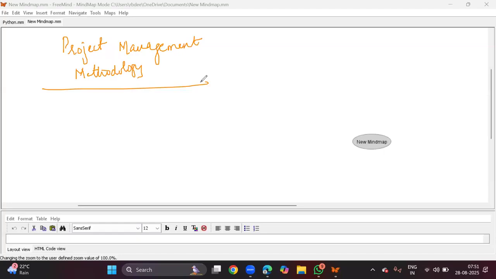This project management methodology has 6 steps, and we are calling it CRISP-ML(Q). Almost all, I'm not saying every organization, but most of the organizations are going to follow this methodology only.